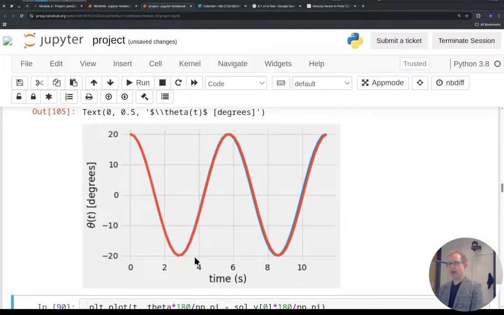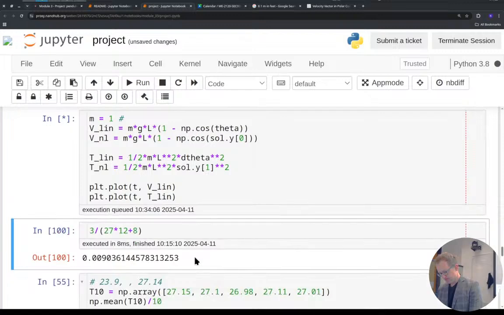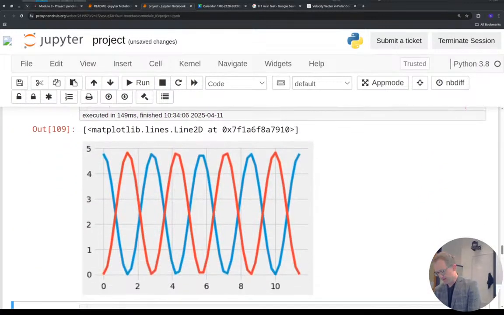So now looking at theta, there's no real difference in time period for large and small, for linear and nonlinear. All right, there we go. Now we have potential energy as a blue line, kinetic energy as a red line. Does this make sense? Yeah? What are the things that make sense?